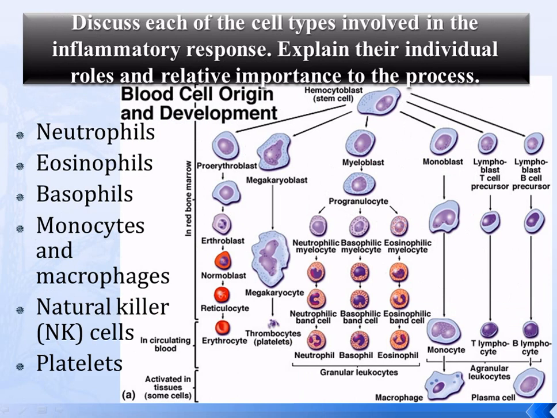Okay, and then here are the different cells. I put this picture up here because when you look at the neutrophils, the eosinophils, the basophils, the monocytes, anybody know where they're made? All of them are made in the bone marrow. So they're all types of blood cells. It doesn't matter if you're talking about red blood cells or white blood cells, they're all made in the bone marrow. And they all come from the same stem cell. So a hemocytoblast makes all the blood cells. And you see all the branches coming off.